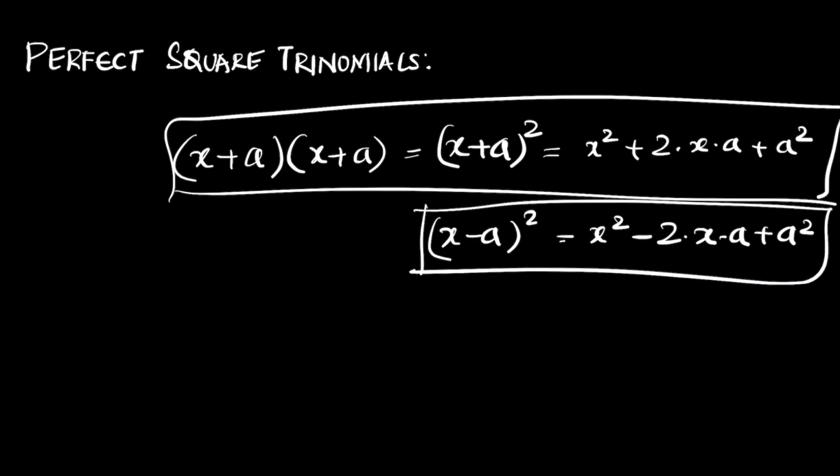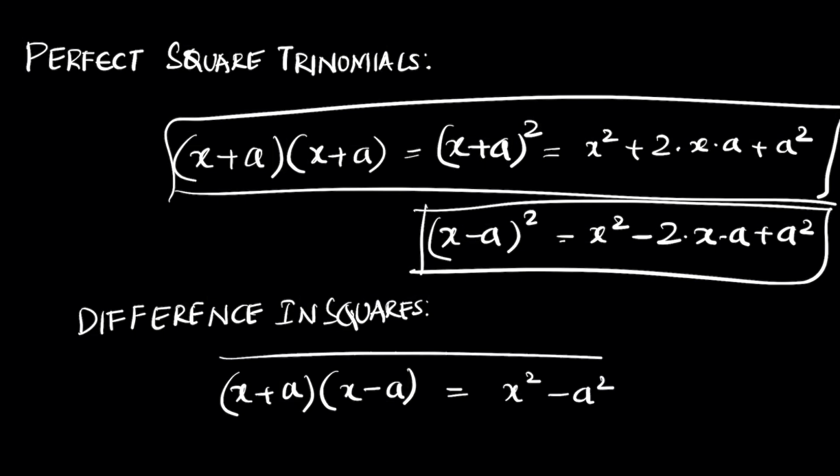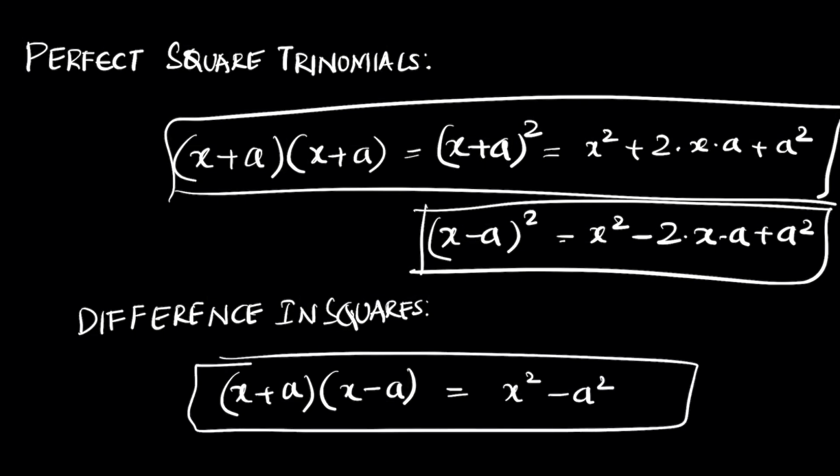The next one is the difference of squares. Let's say I have two binomials that are conjugates of each other, so x plus a into x minus a. The formula is x square minus a square. So these are the common algebraic formulas that you will generally see. Just in case, so that you remember it for a long time, try the problem.